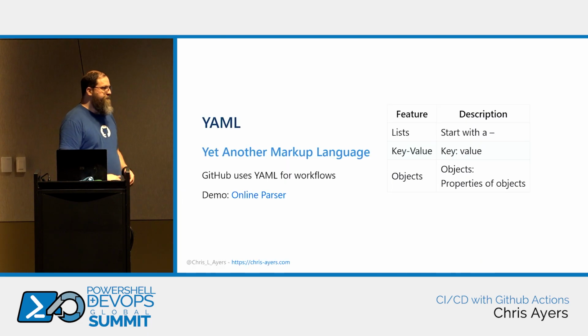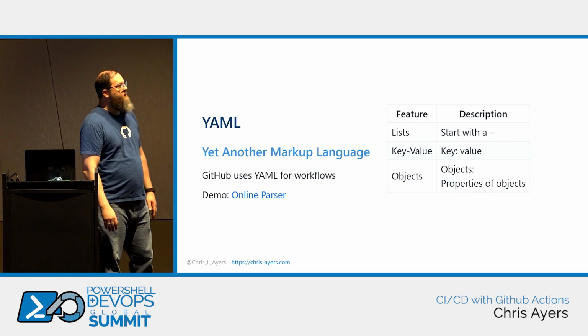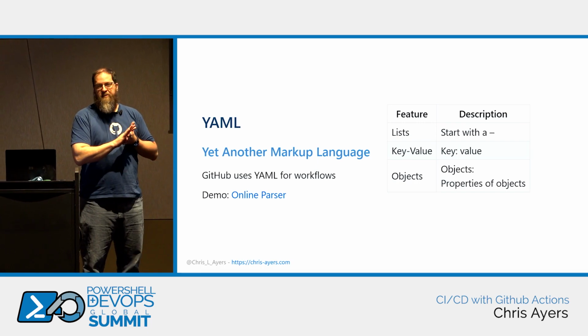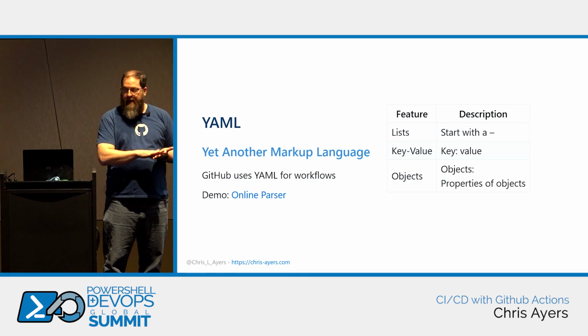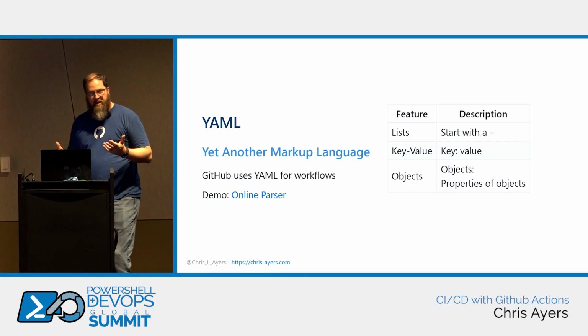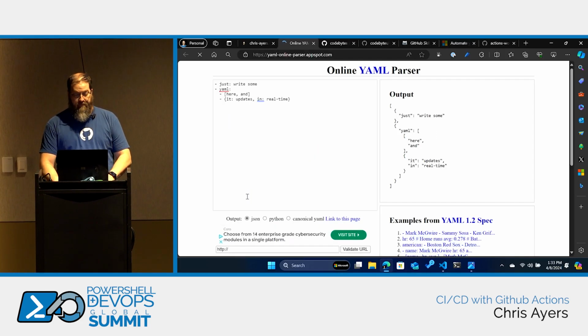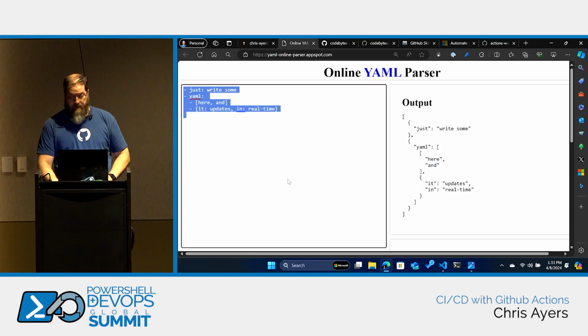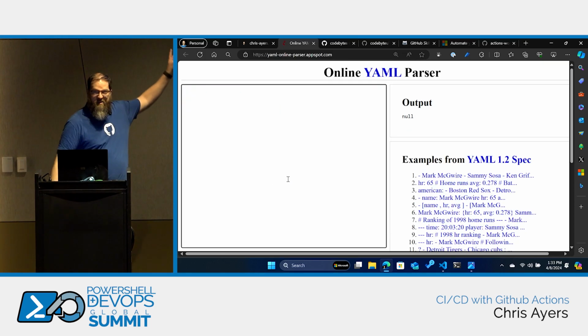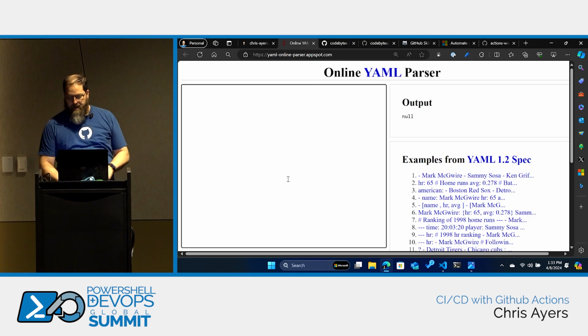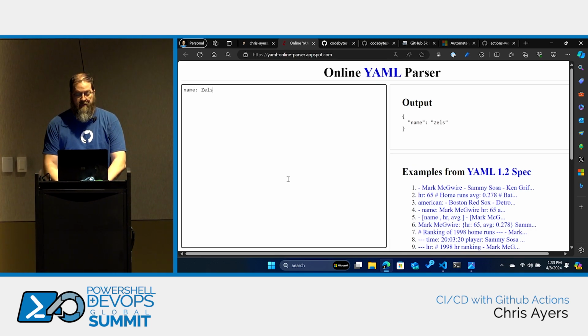So YAML, yet another markup language. Yay! GitHub uses YAML for all of its workflows. YAML is just a superset of JSON. I have a little link here. Let me just go to that. So, can you see this okay? Is that big enough? Can you read that? All right. So, I have a dog. Her name is Zelda.